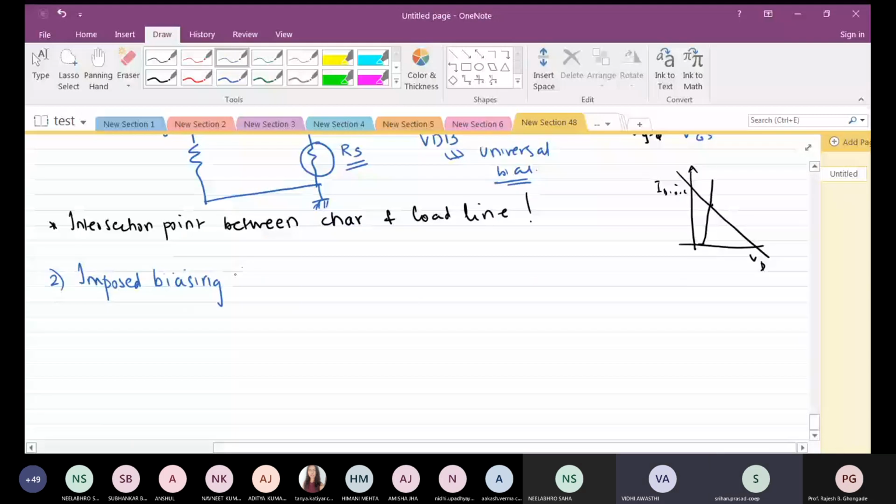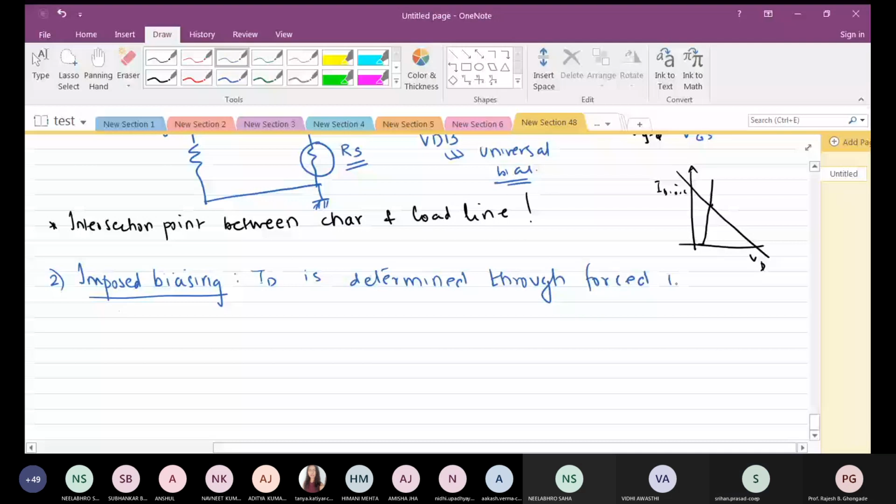Okay, so what is this imposed biasing? Here, the drain current is determined through forced influence, this is the change of an external current source. We'll see what it looks like.